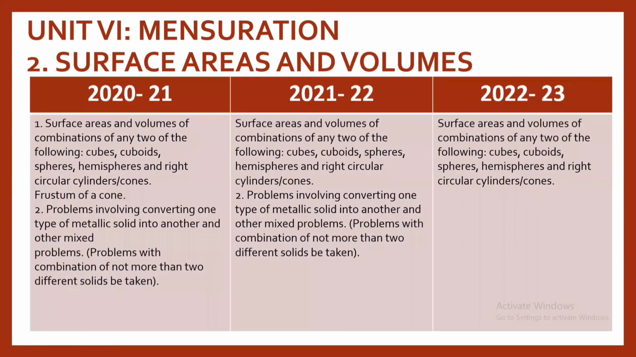For 2021, there was not any change. But in 21-22, the frustum of the cone was deleted. Apart from that, the complete thing was there. But in 22-23, this has also gone. So no conversions, only simple calculation of the surface area and volume of the combinations is going to be asked. So huge deletion, I feel, from this chapter.